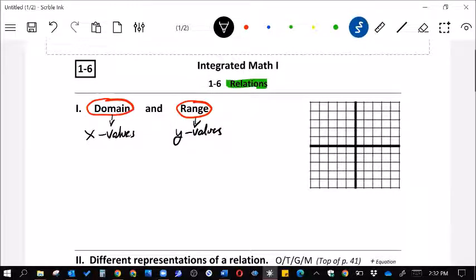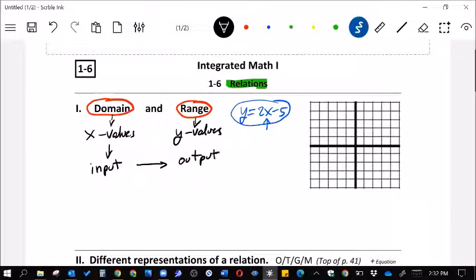In fact, if we take something like Y equals 2X minus 5, that equation, the X values are, when you put those numbers in there, you think of them as an input. You input that number, and then you do things to it. In this case, you multiply by 2 and subtract by 5, and you get a Y value, which is the output. So an input and an output is how you think about this.